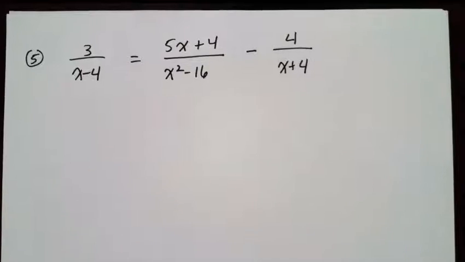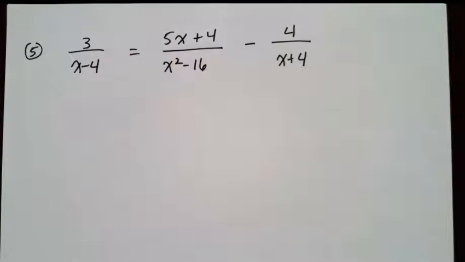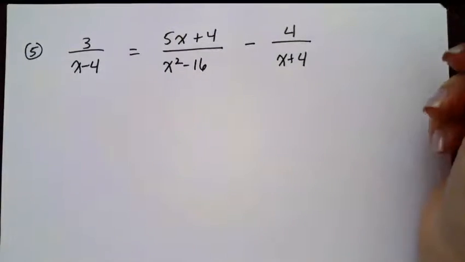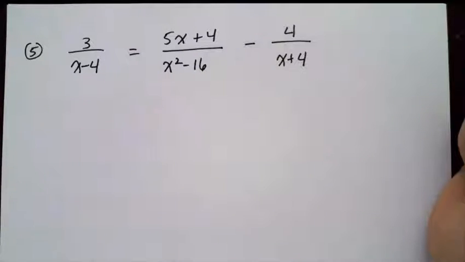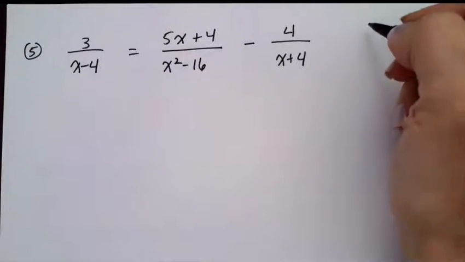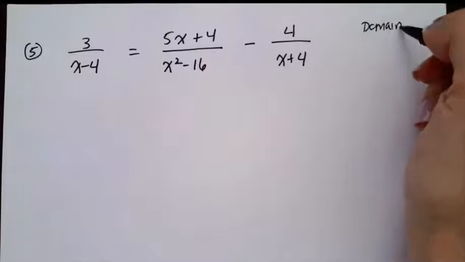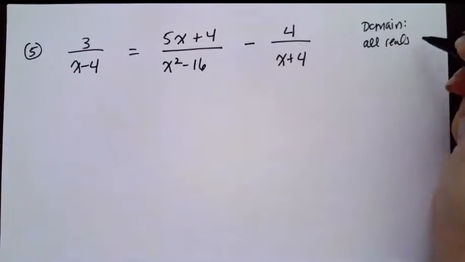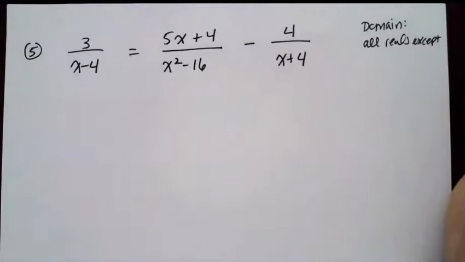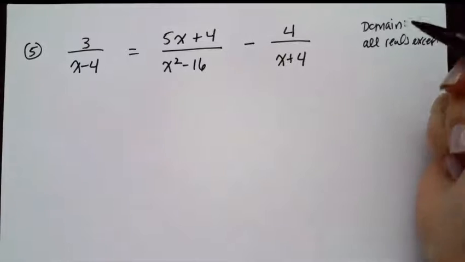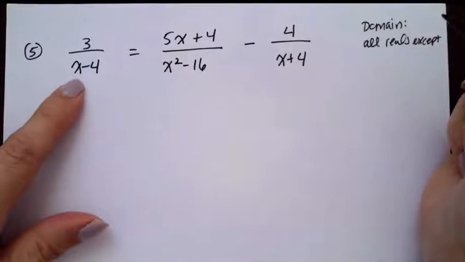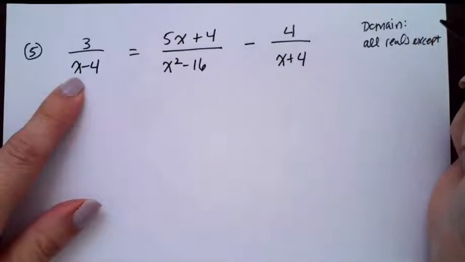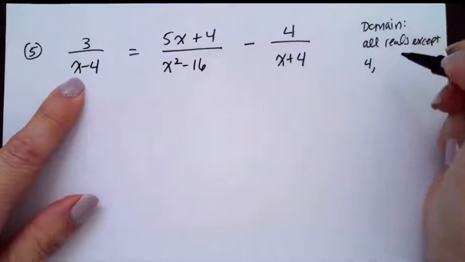So our strategy again is to look at the domain first, think about what values are no good, use the least common denominator to clear out the fractions, and then solve the resulting equation. In this case, my domain, we always start with all reals and then exclude some values. So all reals except, and then we can look at our denominators to see what values would make them 0. For this denominator, the value that would make it 0 would be 4. So I'm going to exclude the 4.